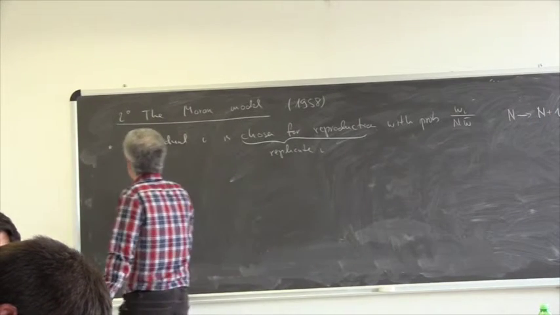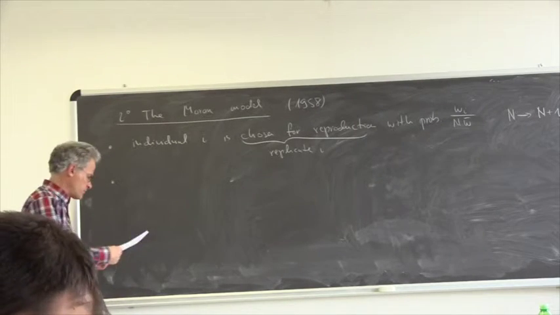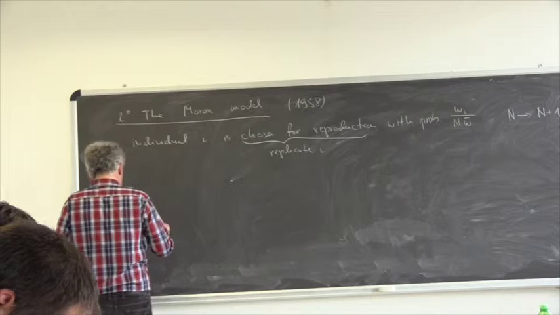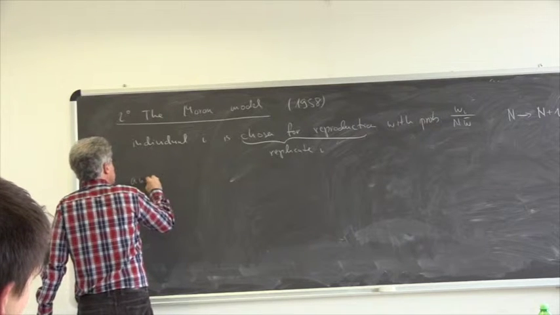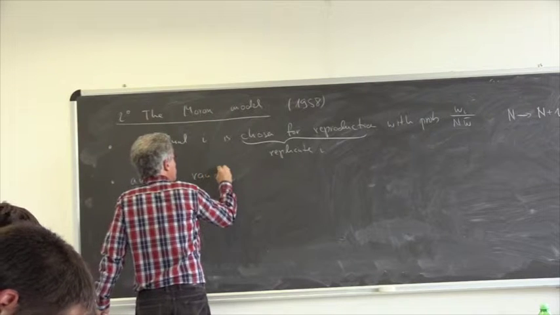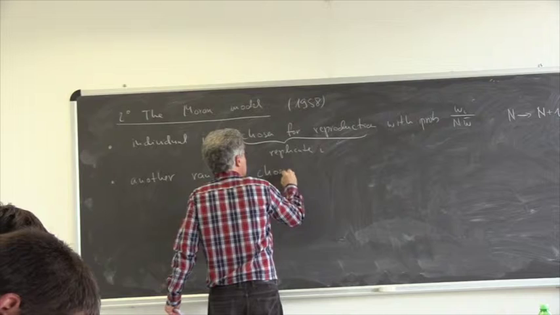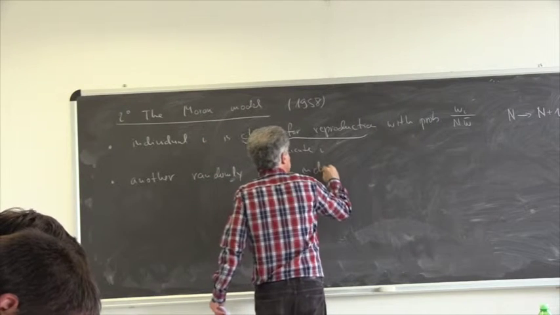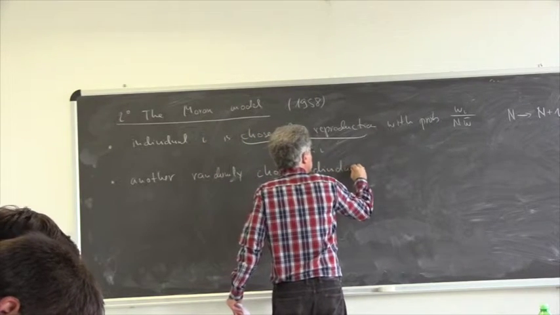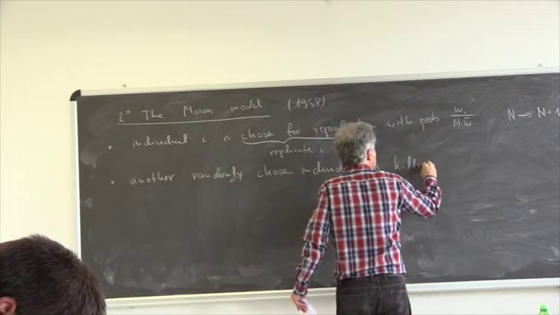So in the next step, you choose a random individual to kill. Okay, so you kill a random individual. Another randomly chosen individual, so without reference to fitness, is killed.